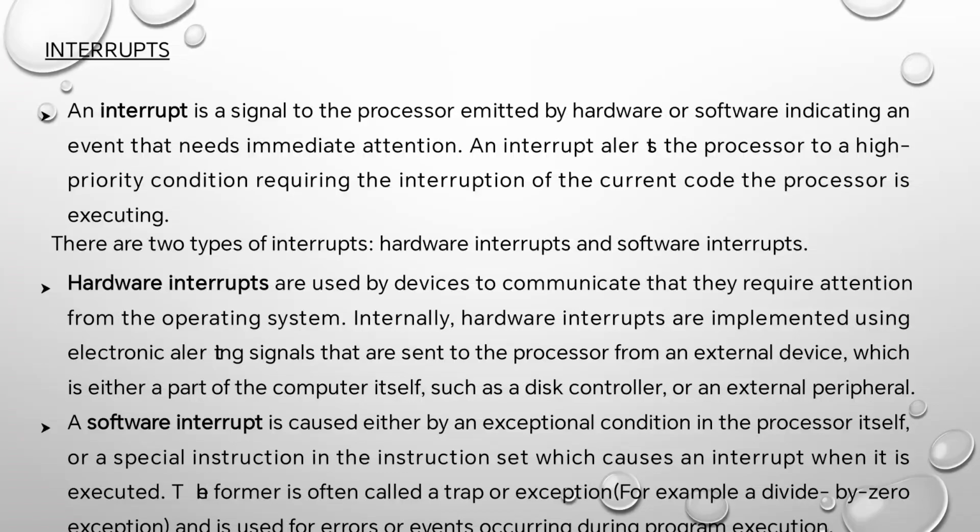Hardware interrupts are used by devices to communicate that they require attention from the operating system. Internally, hardware interrupts are implemented using electronic alerting signals that are sent to the processor from external devices, which is either a part of the computer itself, such as a disk controller, or an external peripheral. A software interrupt is caused either by an exceptional condition in the processor itself or a special instruction in the instruction set which causes an interrupt when it is executed.